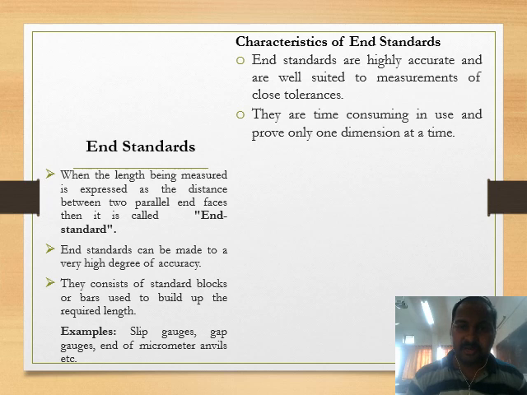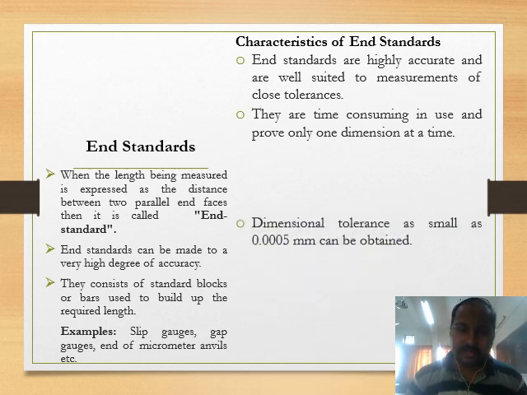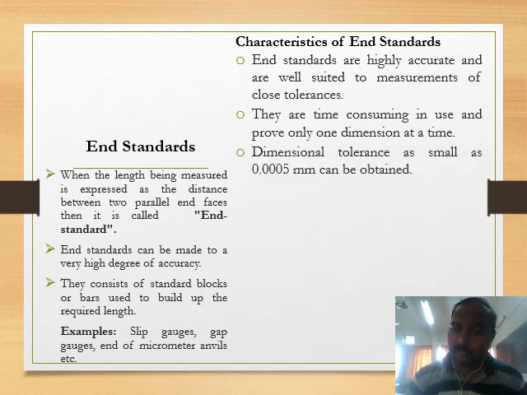But with this kind of end standard, we need to build up the length every time for one particular length only. For example, a slip gauge stack built for measuring 10.02 mm cannot be used for 10.03 mm also. So it can prove only one particular dimension at a time. However, the accuracy of end standards is very high.